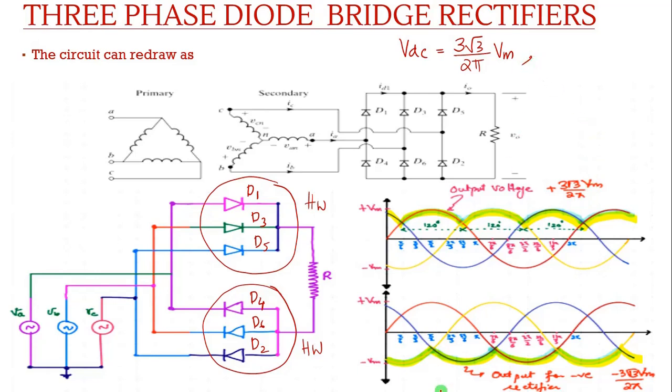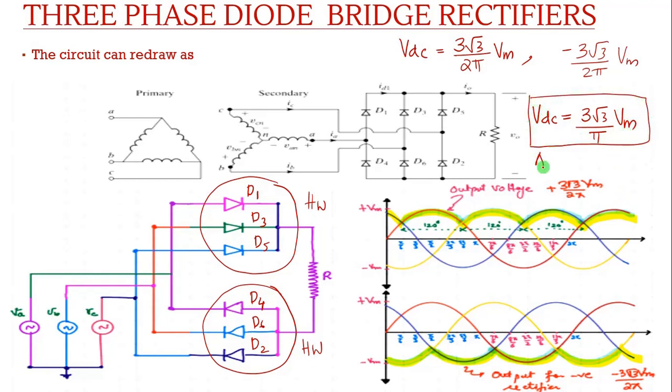and in the negative half cycle, we will be getting average output voltage like minus 3 root 3 by 2 pi Vm. So here the average output voltage for this three-phase bridge rectifier will be 3 root 3 by 2 pi Vm minus minus 3 root 3 by 2 pi Vm. So we will be getting average DC output voltage in case of three-phase diode bridge rectifier as 3 root 3 by pi Vm. So this is the average output voltage here.